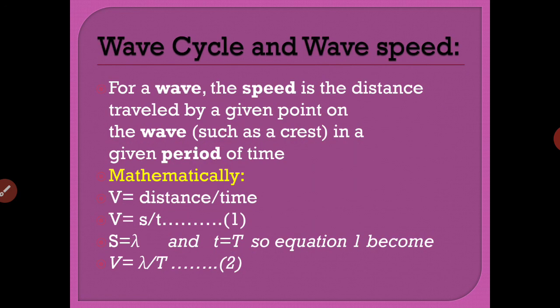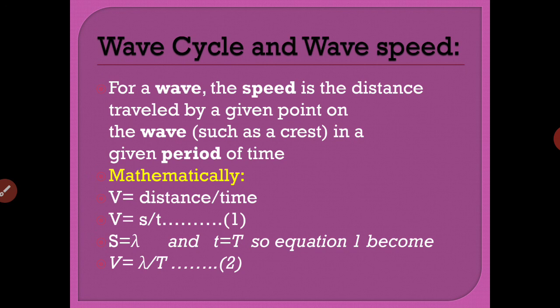Now we are going to discuss wave cycle and wave speed. Wave cycle is simply the cycle of the wave, that it consists of a crest and trough, and it passes in the form of a cycle. And wave speed is the distance traveled by a given point on the wave. Means how much distance a wave travels in a given time.